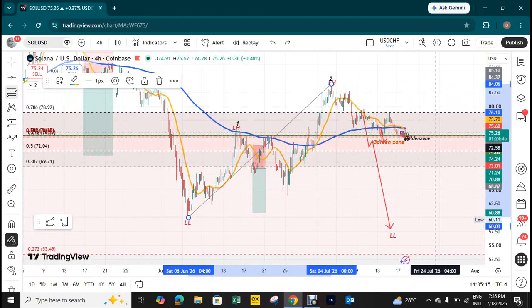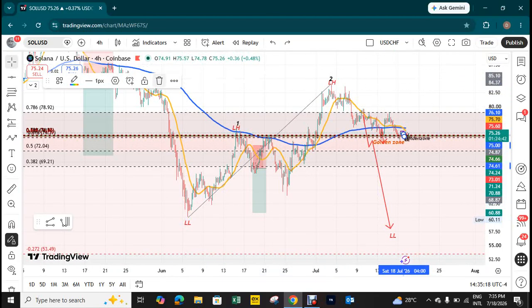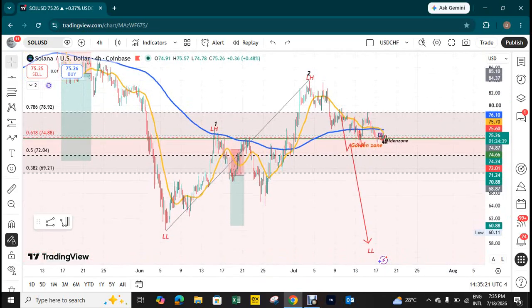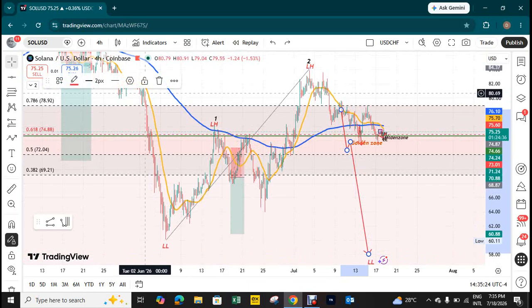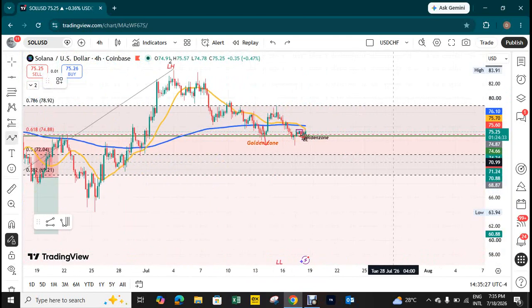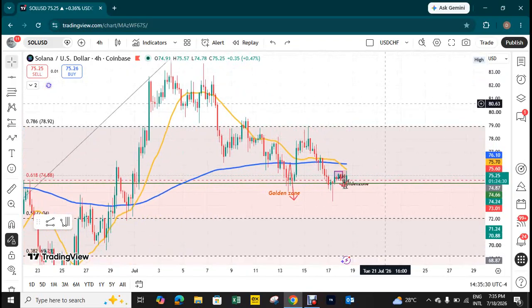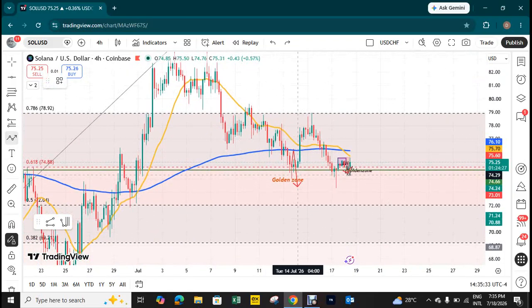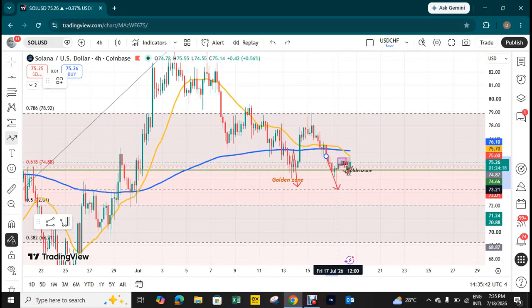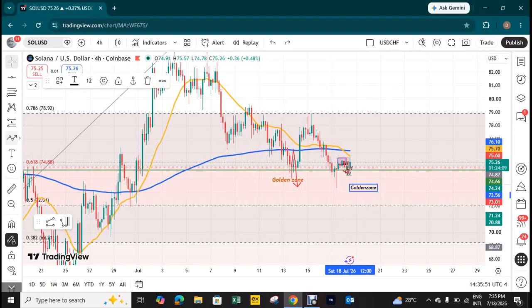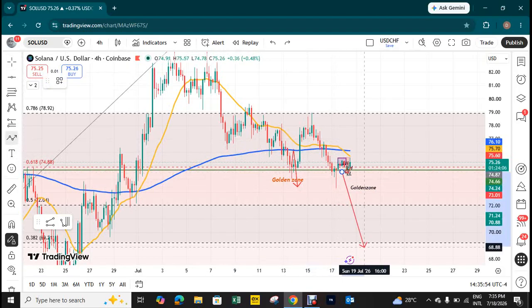Alrighty, so what we want to see now is price come towards the golden zone, which is this one. We want to see price come into the golden zone proper. We saw price come into the golden zone here, but you can see a long wick, so I don't think Solana is ready to go down yet. So what we do is wait for a proper move into the golden zone, then we should start looking to sell towards the downside. So for now we're waiting patiently to see what price wants to do.